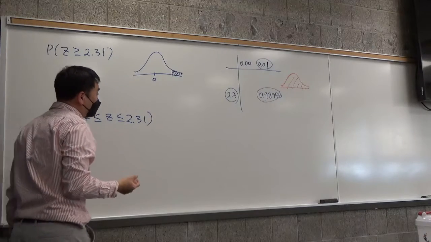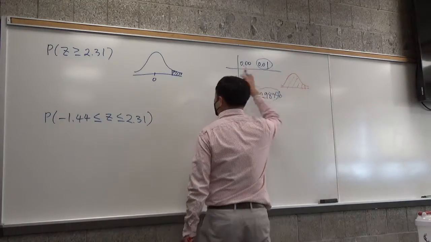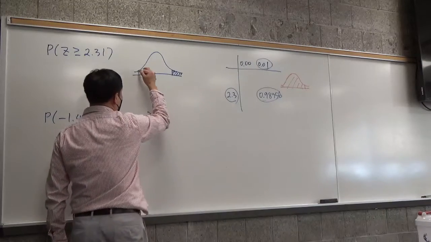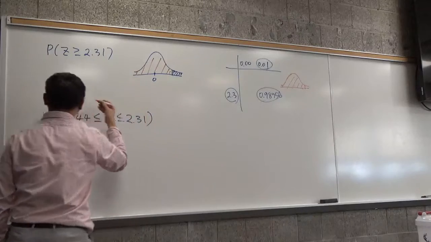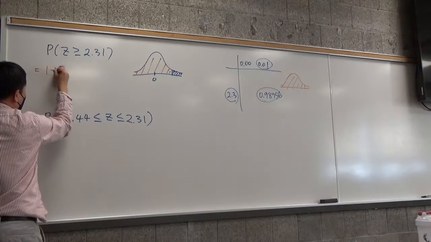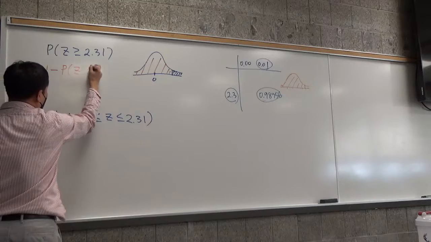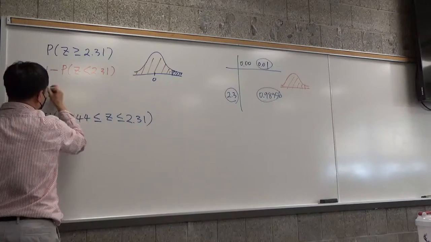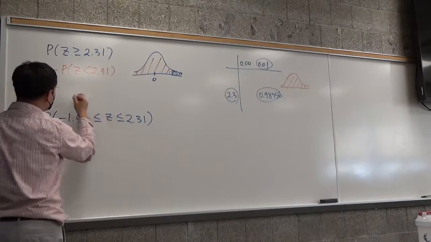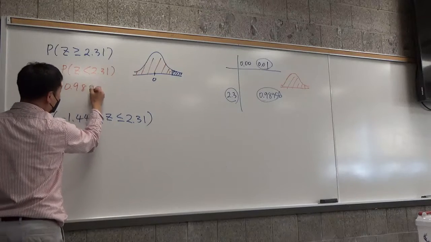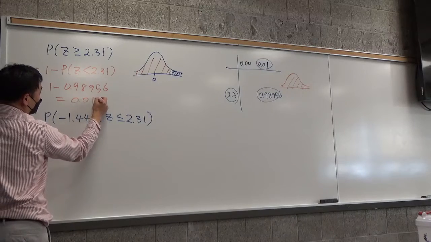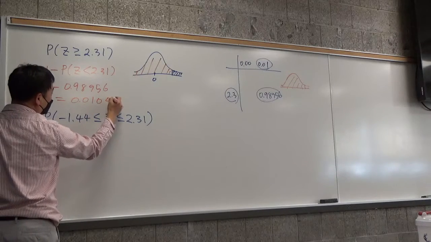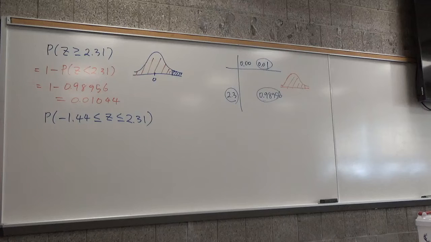So how do you convert this area to this area? Well, you realize that the area on the right side is the complement of this other one. Therefore, you can say that this much is 1 minus P of z less than 2.31. And since that value is given here as 0.98956, the answer will be 0.01044. So that's how you get that.